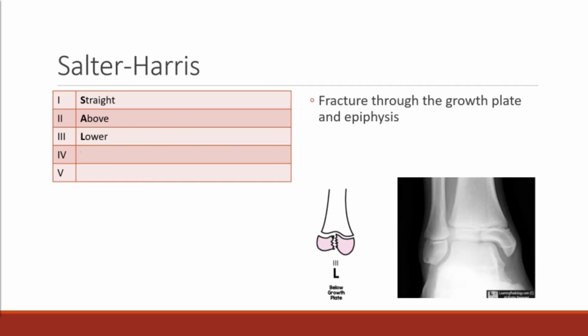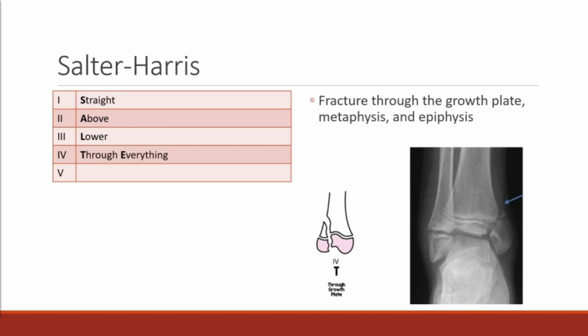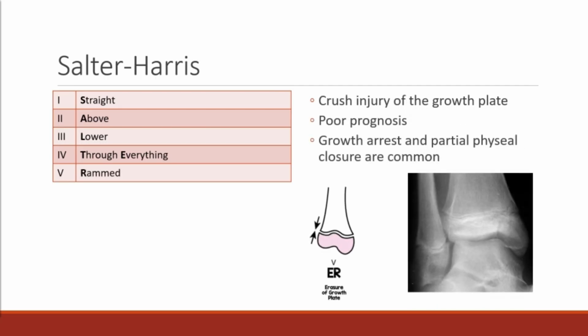A Salter-Harris 3 fracture is lower, so fracture through the growth plate and the epiphysis. Salter-Harris 4 is through everything, so it's a fracture through the growth plate, the metaphysis, and the epiphysis, as seen here. And Salter-Harris 5 is rammed, or erasure of the growth plate. And this is a crush injury of the growth plate that leads to kind of obliteration. This one has a pretty poor prognosis because you've lost your growth plate. And so growth arrest and partial closure of the growth plate are common.